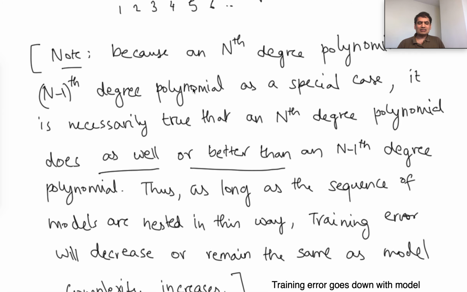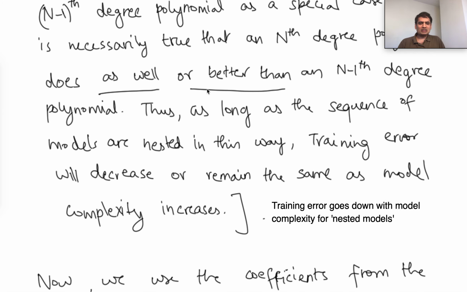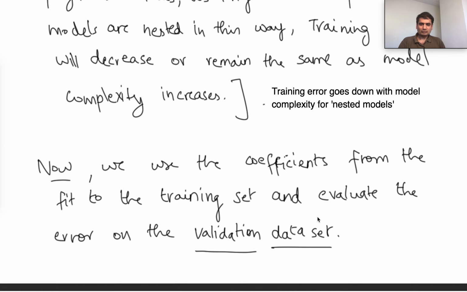This is because polynomials form what's called a set of nested models. There's the linear polynomial, quadratic, cubic, and so on, and the next model contains the previous model as a subset. That's why things always improve, or at worst remain the same.